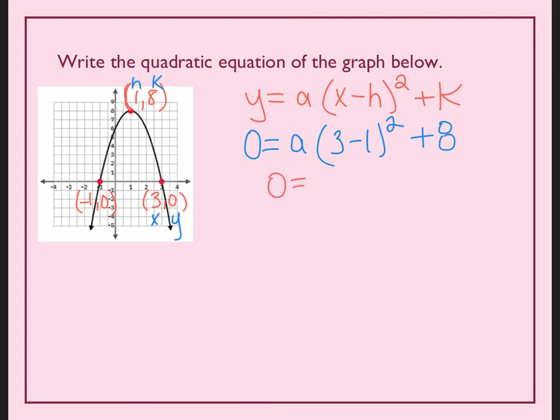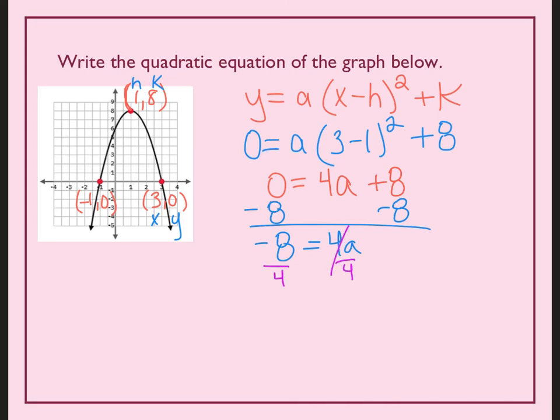0 equals, okay, inside my parentheses, 3 minus 1 squared, that's 2 squared becomes 4a plus 8. Well, how do I get a by itself? I subtract 8 from both sides. I get negative 8 equals 4a. Divide by 4, divide by 4. Negative 2 equals a. So the most important thing I had to solve for today was that a value.